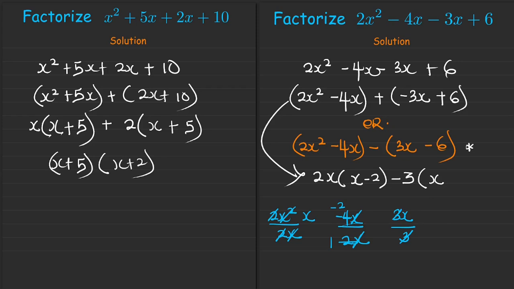Then we have our negative 6. So negative 6 dividing our 3. So this 3 divides itself once and then it divides negative 6 twice.